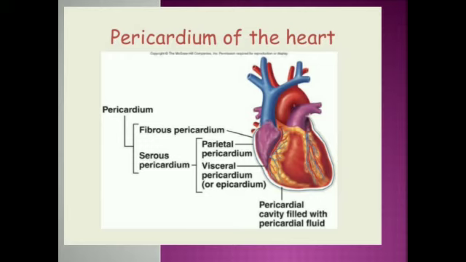The serous pericardium is divided further into the parietal layer, which is close to the fibrous, and one more called the visceral pericardium. Between these two layers you can make out the space there. The space is called the pericardial cavity, which is filled with the fluid called pericardial fluid. So, what do you mean by pericardium? You have to know. Look into this figure and understand it.